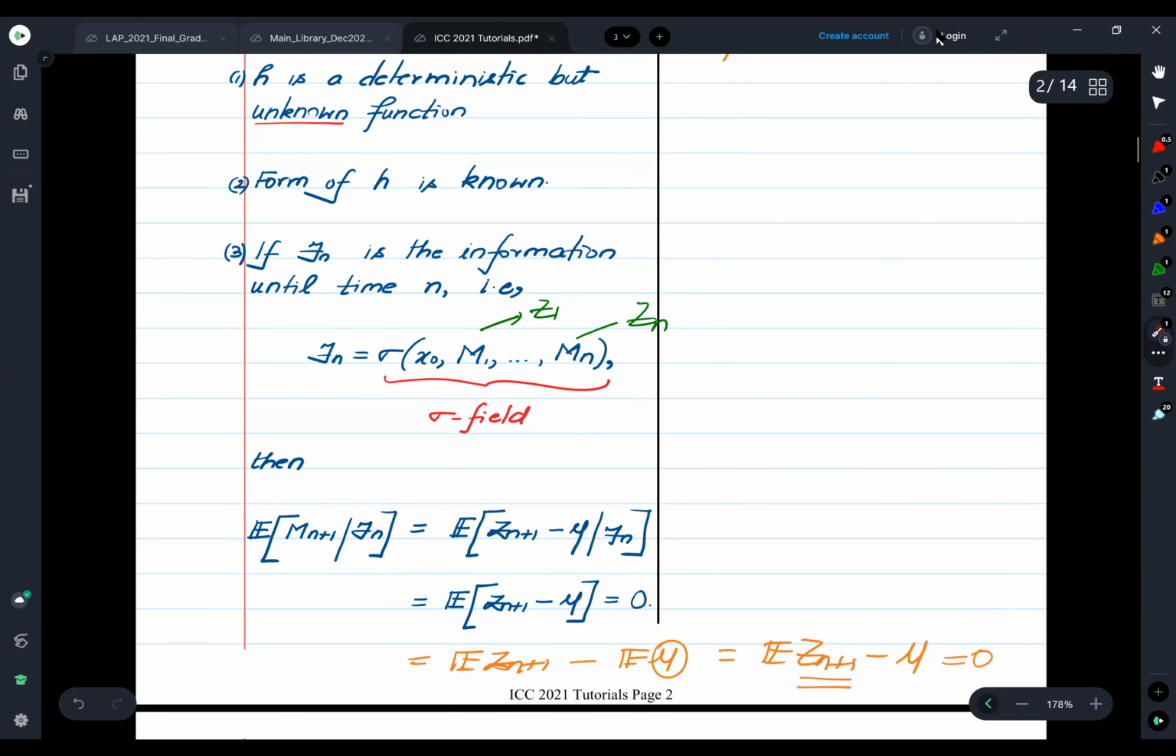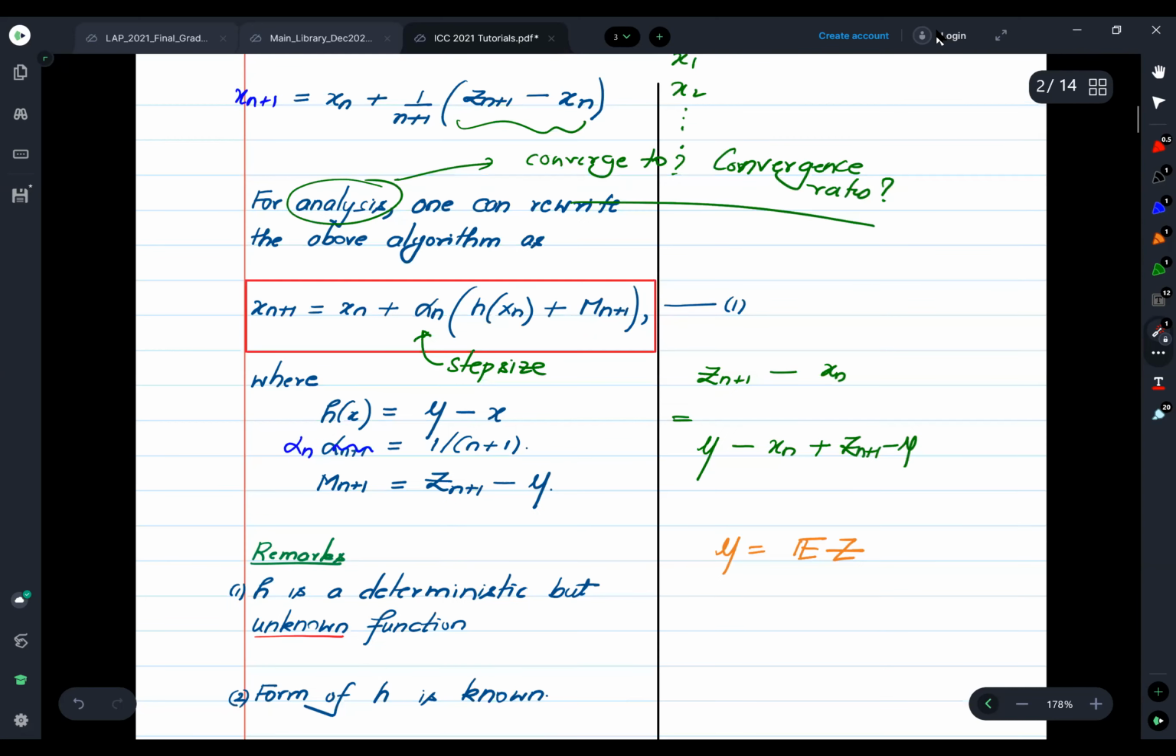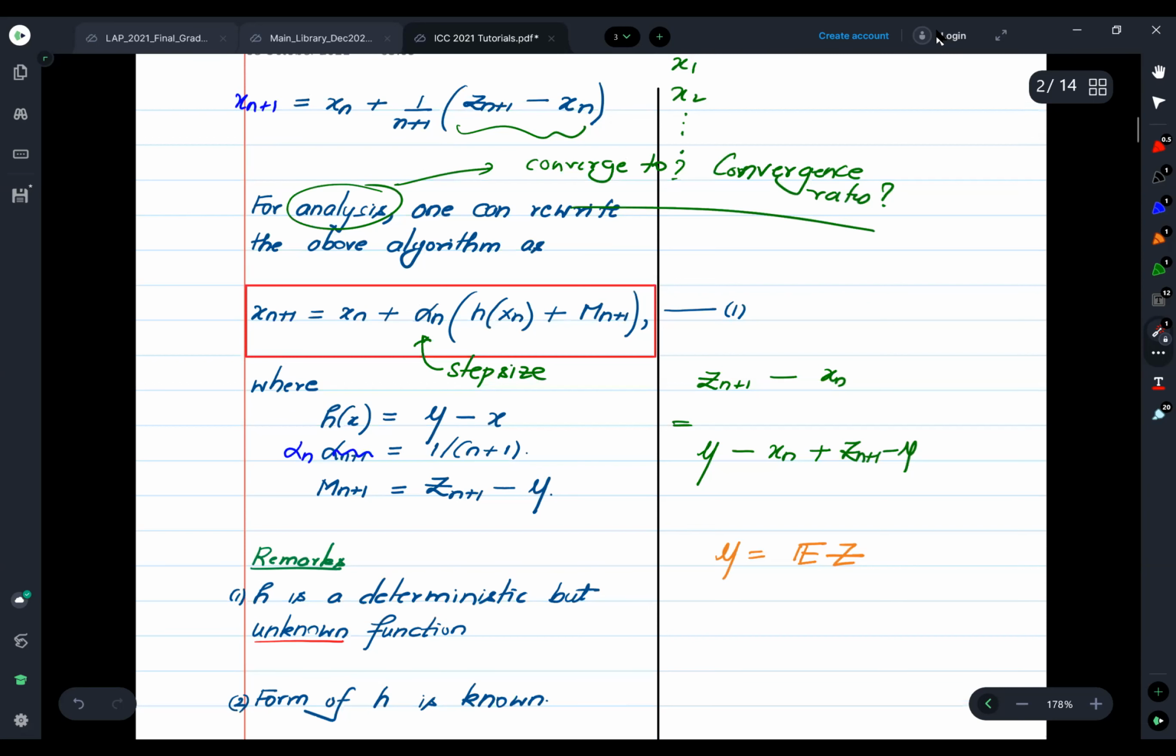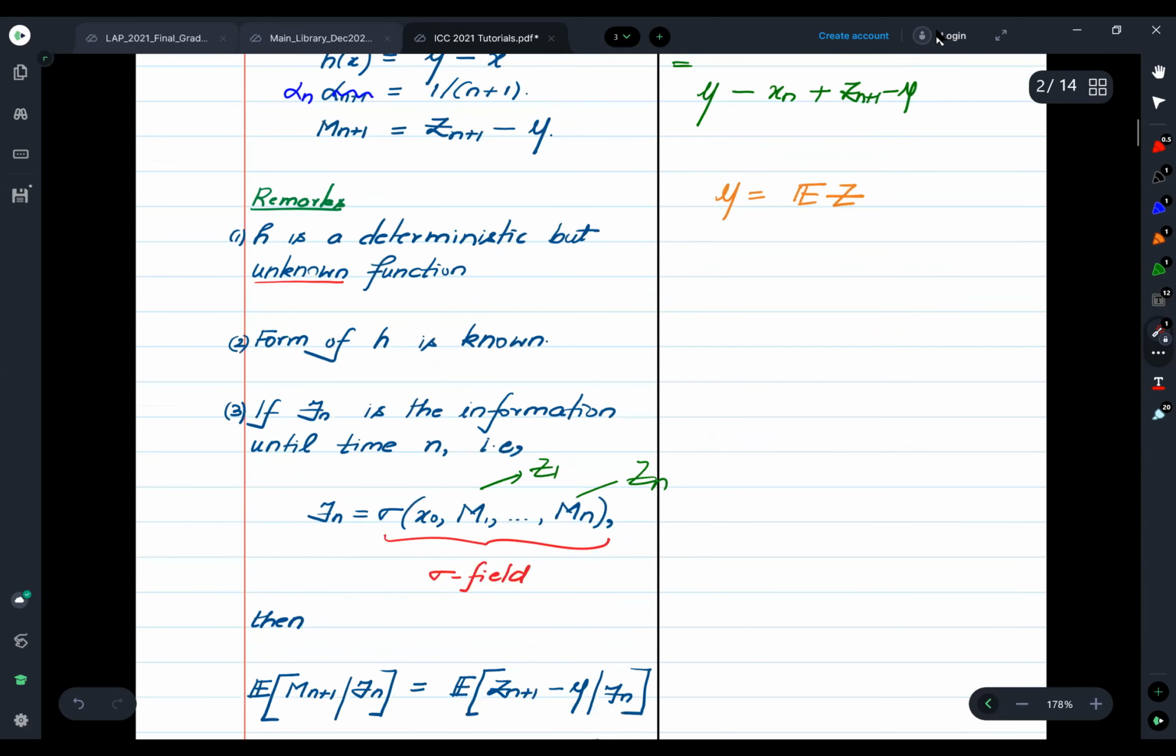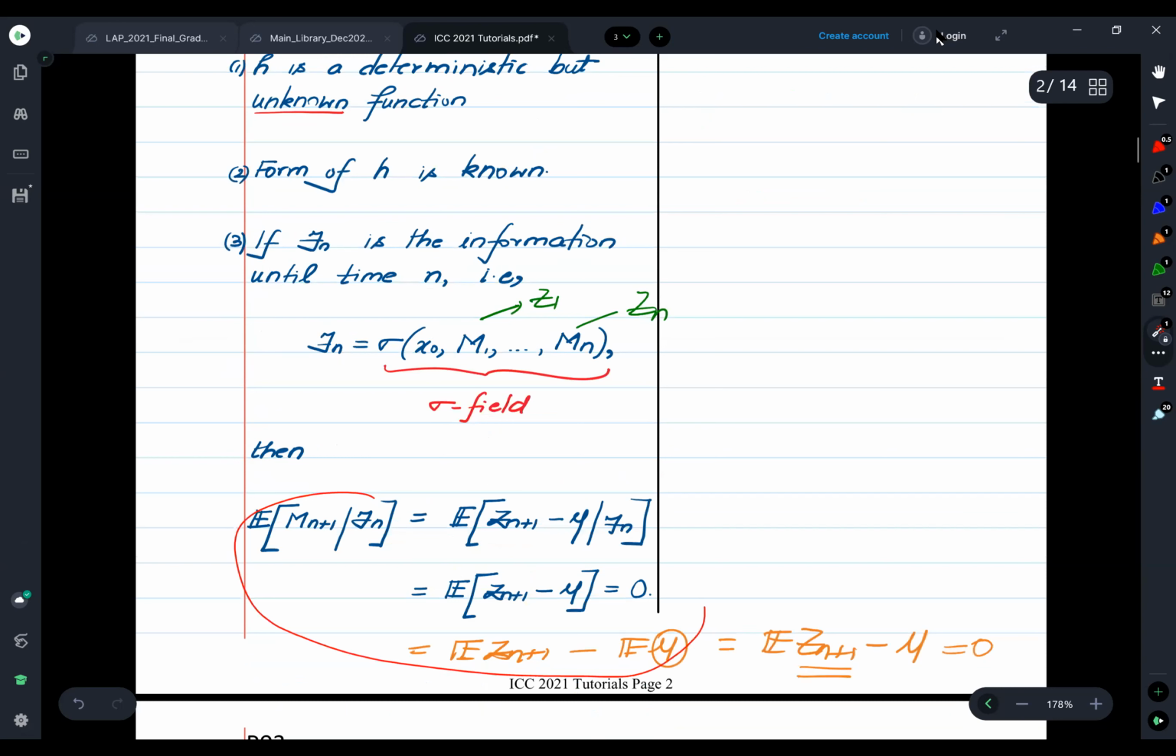So if you ask me, why did I add and subtract this mu? Well, the quick answer is that I wanted to ensure that whatever I subtract from mu, it ensures that this new quantity over here satisfies this condition. So you may ask, why do I want to satisfy this condition? Well, you will soon see what are the advantages of ensuring that such a property holds, right?